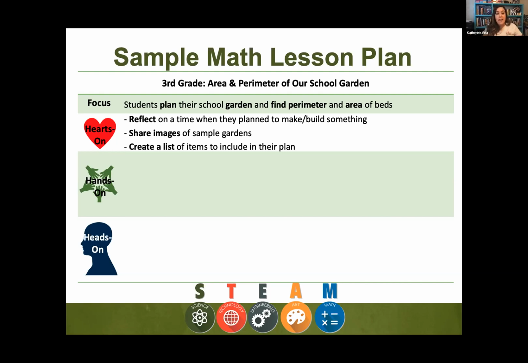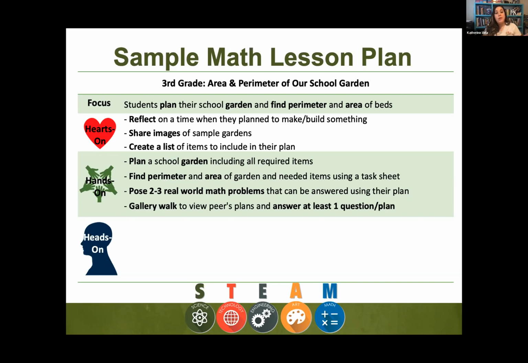Then we move on to the hands-on, where the students will work in a group to plan their school garden using all of those required items that we listed from our hearts on section. Then they'll be asked to find the perimeter and area of the garden and all the different items that they're including in that task sheet. That's included in the supplemental materials that Kathy also shared with you.